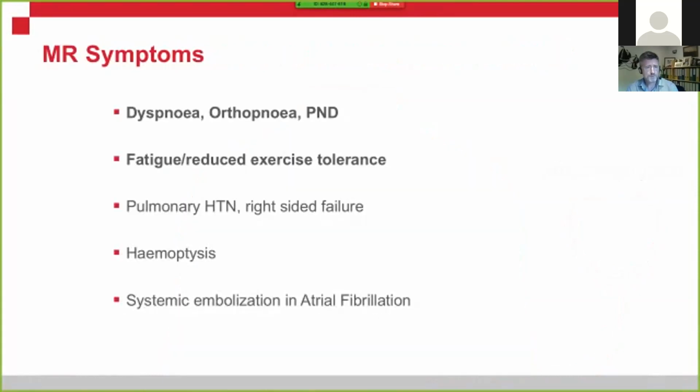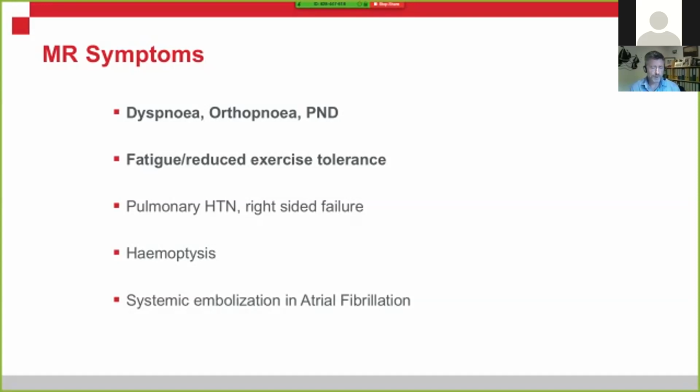So symptoms: how may patients present to us in primary care? And again, this is where we need to keep an open mind, because we do see a lot of patients, obviously in general practice, presenting with symptoms such as dyspnea, reduced exercise tolerance, fatigue, tiredness, orthopnea. In more severe cases with pulmonary hypertension, you may get signs of right-sided failure or systemic embolization. Certainly if they've got atrial fibrillation, that significantly increases their stroke risk.